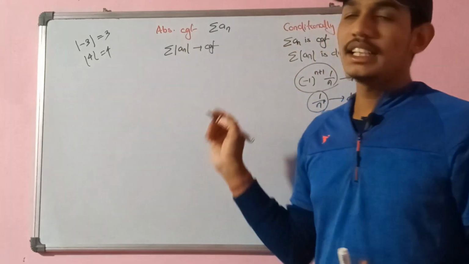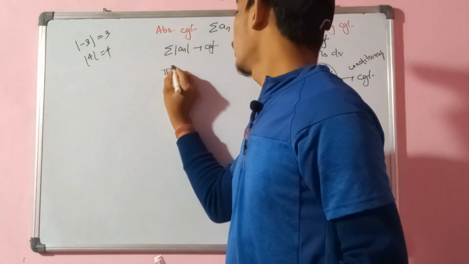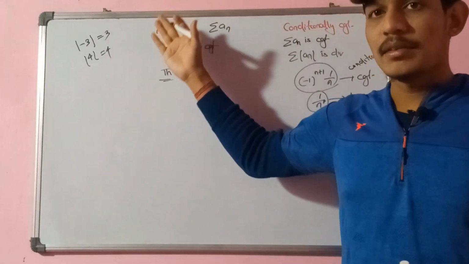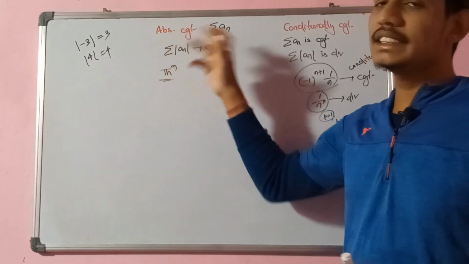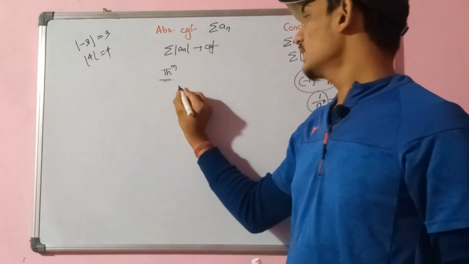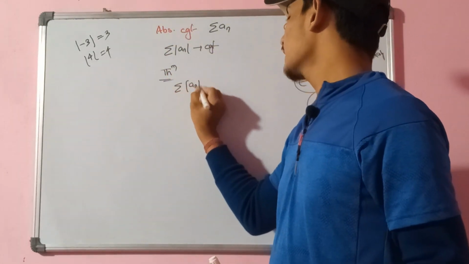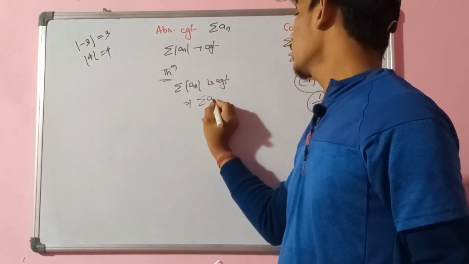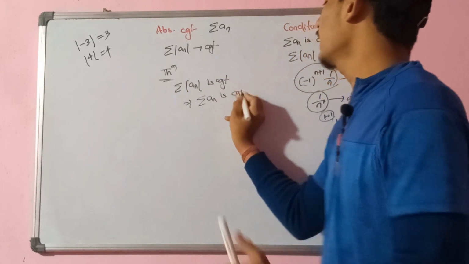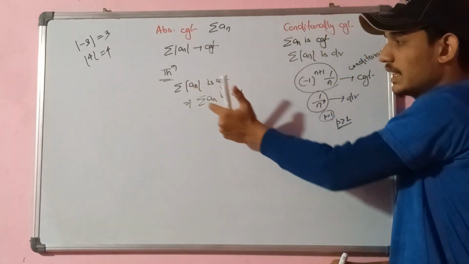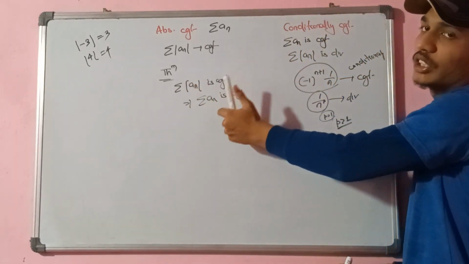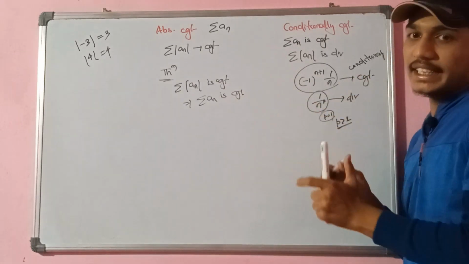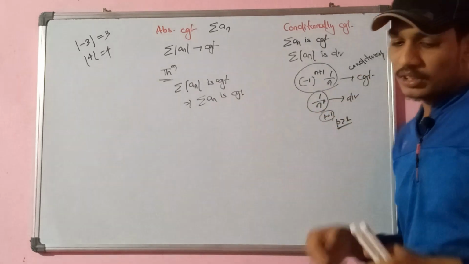So let's come to a theorem. What does the theorem say? Every absolutely convergent series is convergent. It means if mod an is convergent, then an will also be convergent. No need to check. If mod an is convergent, then my an will also be convergent. No need to check here. So let's consider some examples.